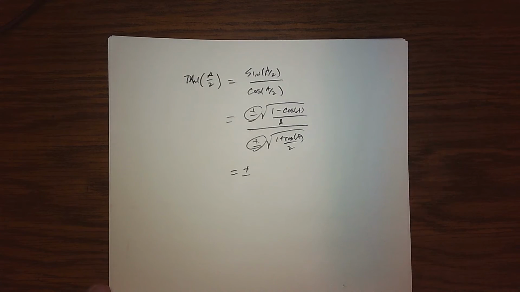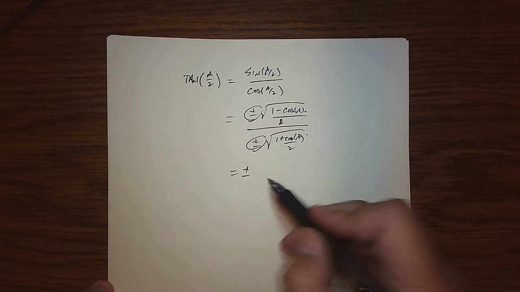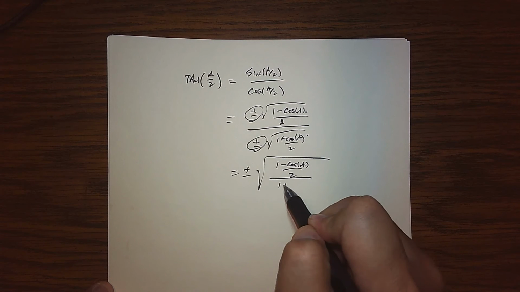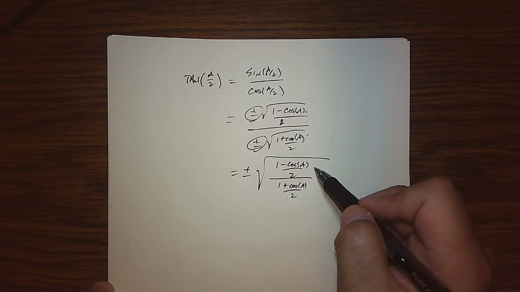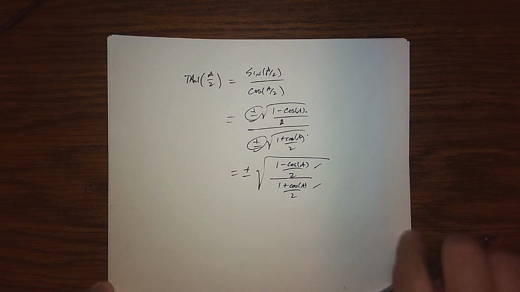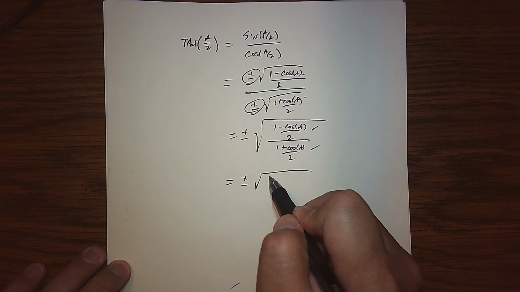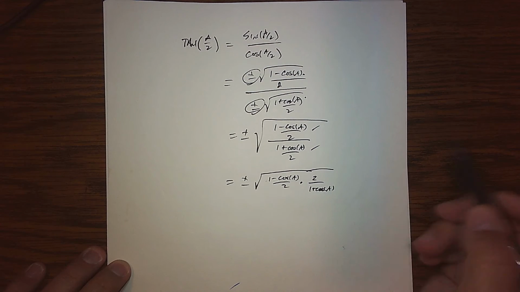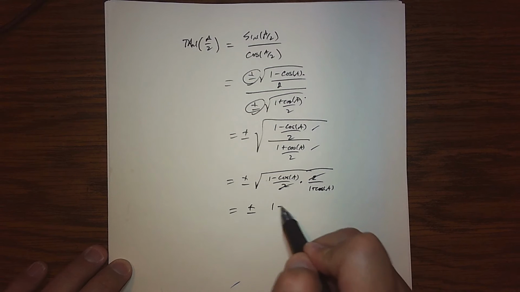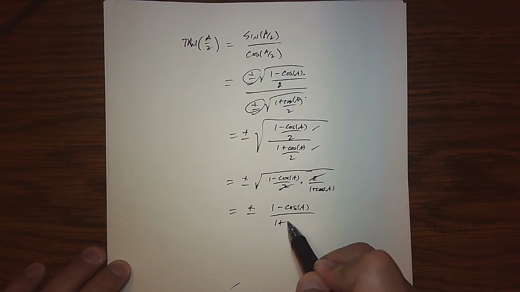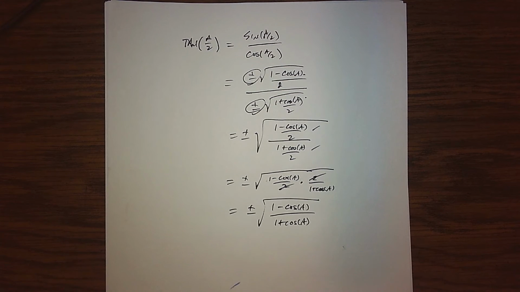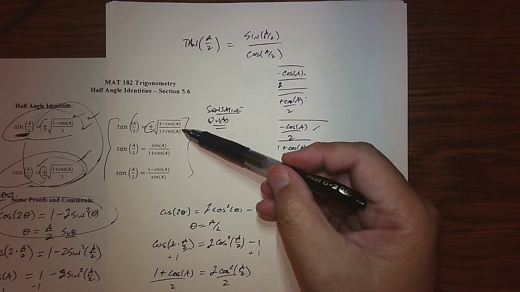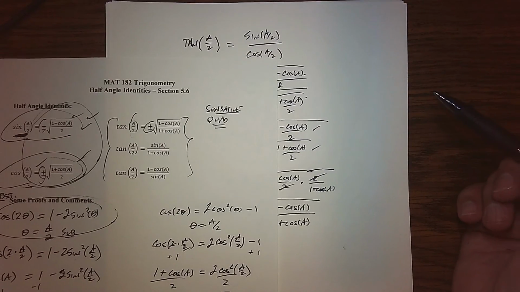And then when I have a radical of the upstairs and the downstairs, it's the same thing as taking the radical of the whole thing. If I take a fraction and divide it by a fraction, we're effectively multiplying by a reciprocal. The 2's divide out, and there is one of the versions for the tangent. So tangent of a half angle is plus or minus the square root of 1 minus cosine of a over 1 plus the cosine of a.